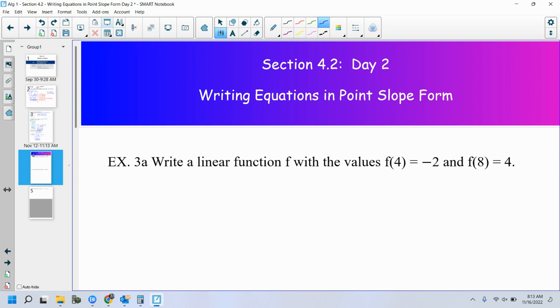Okay, so take a look at what we have on the screen now, and think about what's going to be different in the end. In the end, I'm going to have to put this in what type of notation? Yeah, I'm going to have to put this in function notation. How do I know? Write a linear function f. Now, what is f of 4 equals negative 2? Like, translate it.